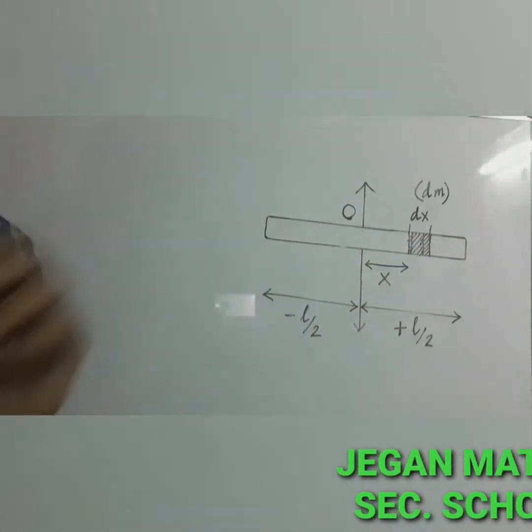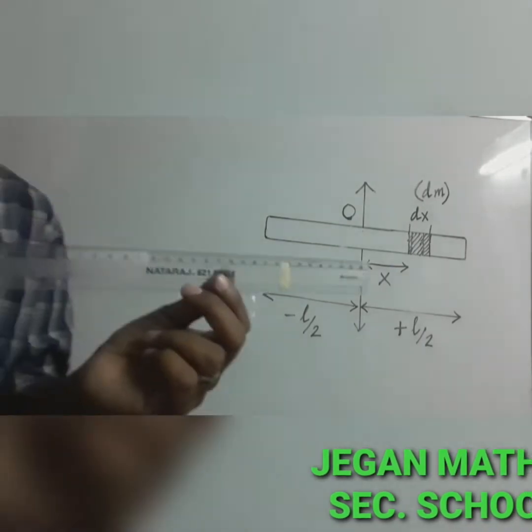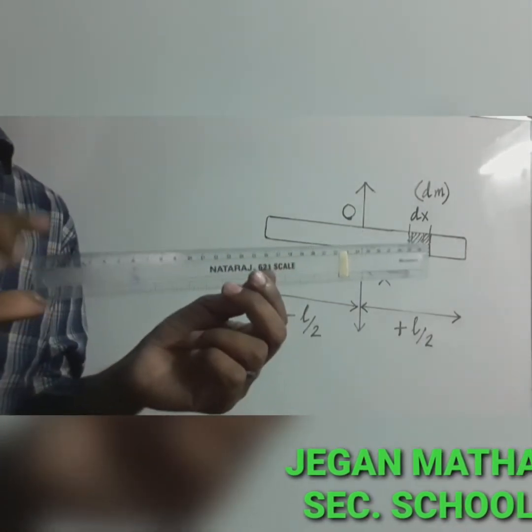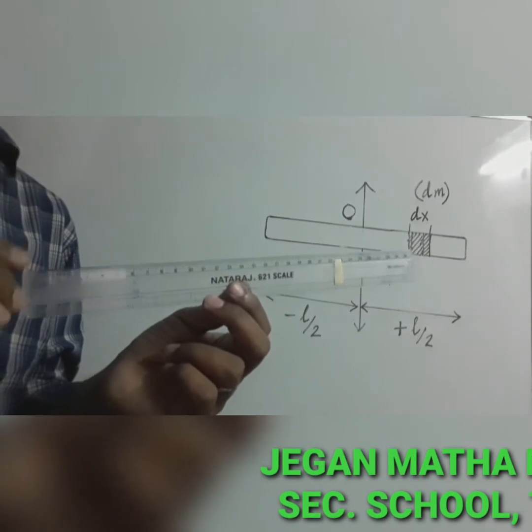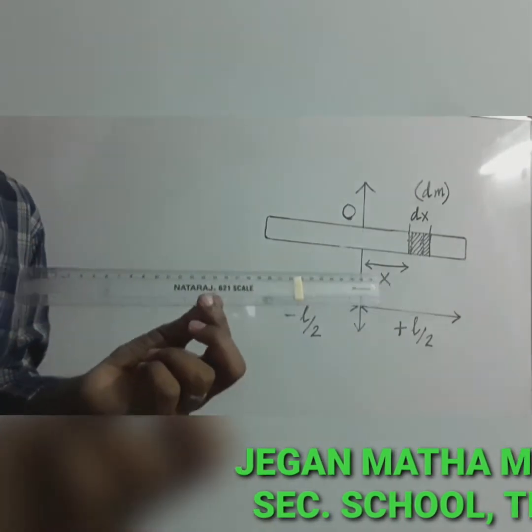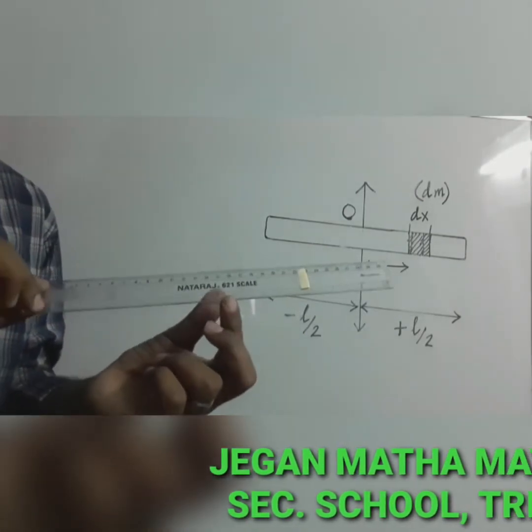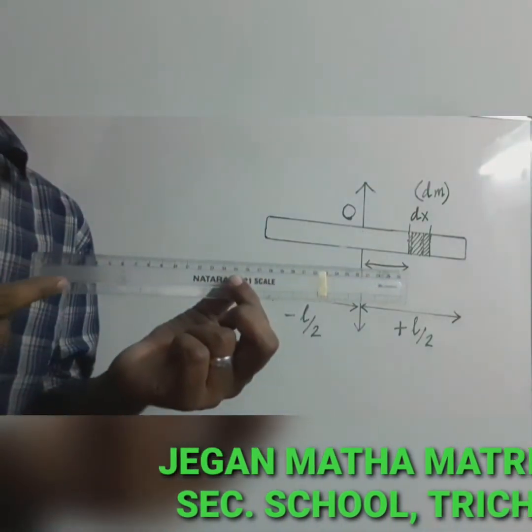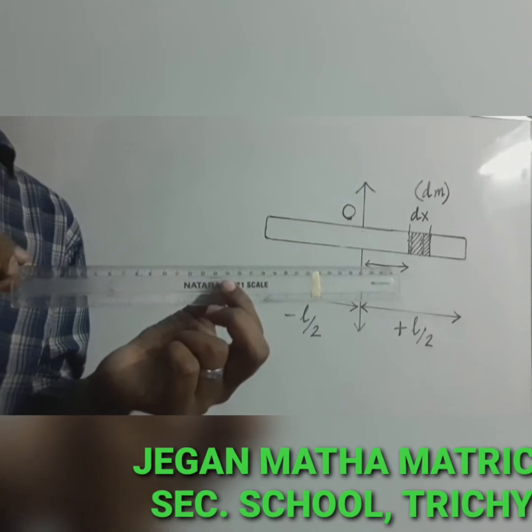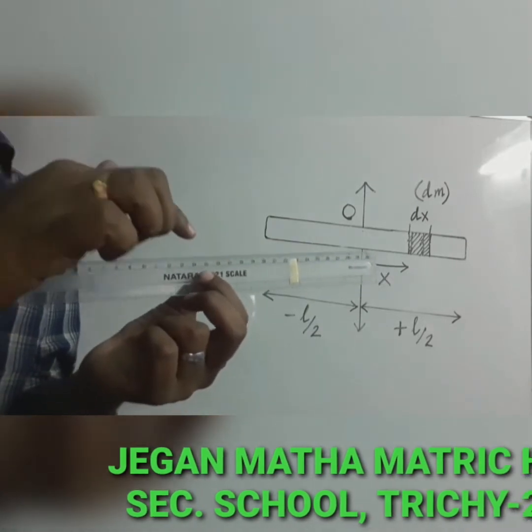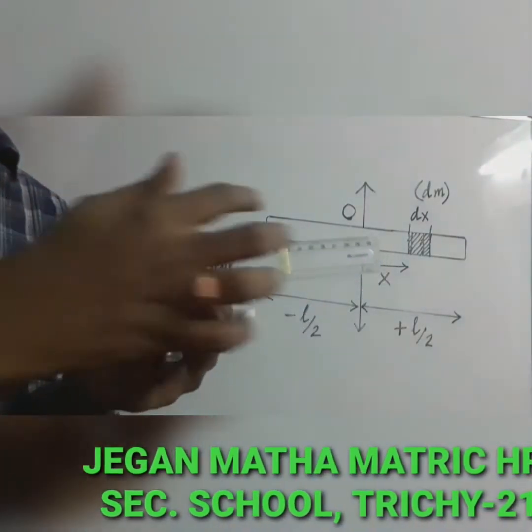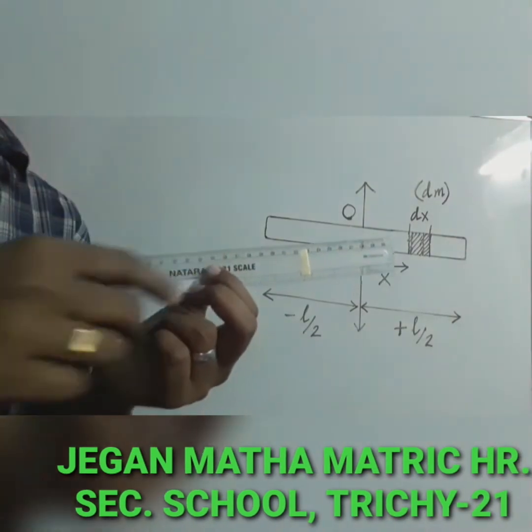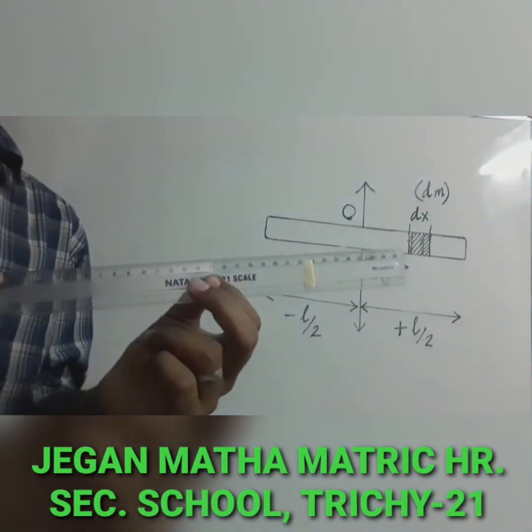To understand this diagram, let us take our scale and consider this scale as a uniform rod. Where will be the center of mass for this scale? Exactly at the 15 centimeter. That is only the geometric center of the scale. Since mass is uniformly distributed in this scale, there only we have the center of mass also.